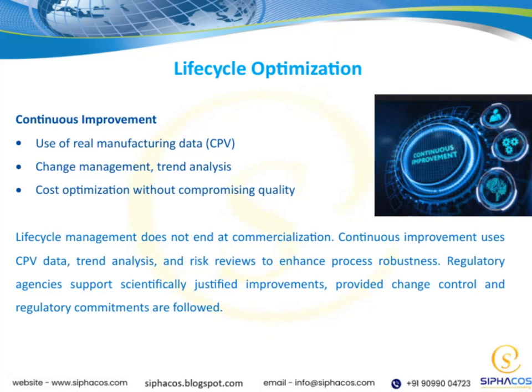Now let's talk about lifecycle optimization. This is all about continuous improvement, which doesn't stop once your product hits the market. Instead, we keep refining and enhancing our processes over time. One of the key tools we use here is real manufacturing data, often called CPV, or continuous process verification. This data helps us identify areas where we can make adjustments and improvements.